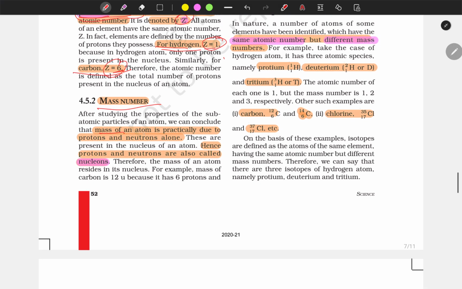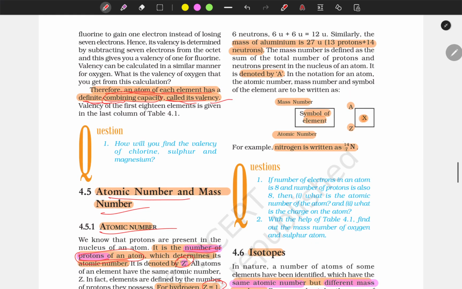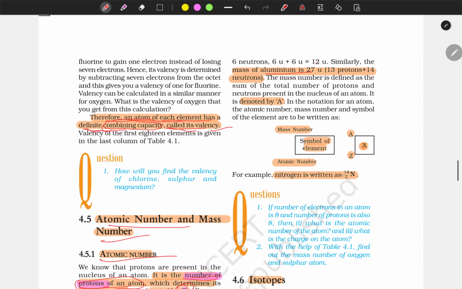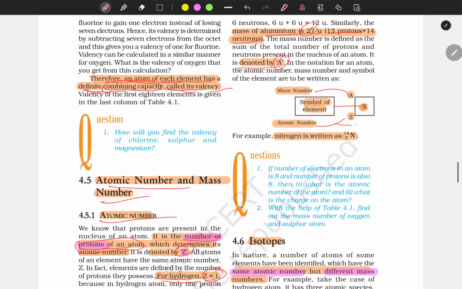Mass number, what is a mass number? The mass of an atom is practically due to the protons and neutrons. Why practically? Because electron mass is almost negligible and we don't count it. Hence the protons and neutrons are called nucleons. The mass of aluminium is 27 u. It has 13 protons and 14 neutrons. Mass number is denoted by A. A is the mass number, X is the symbol of the element, and Z is the atomic number. Atomic number is the number of protons.